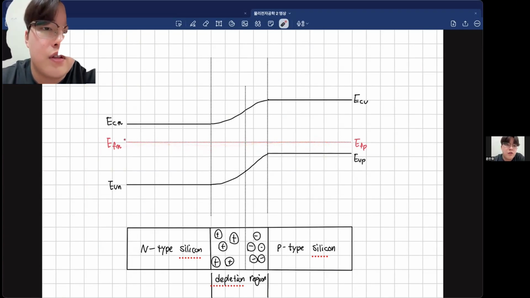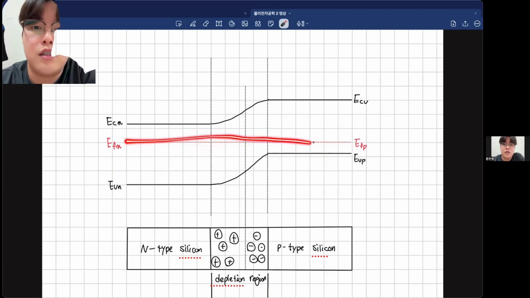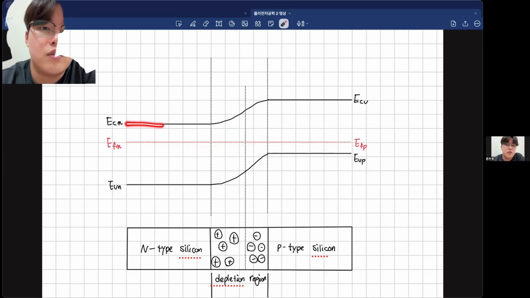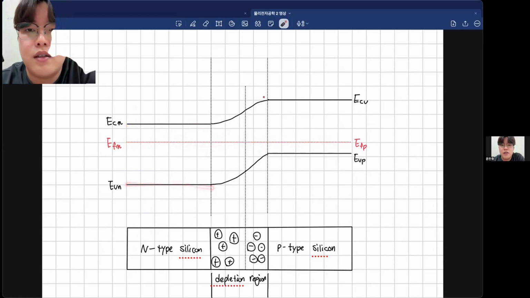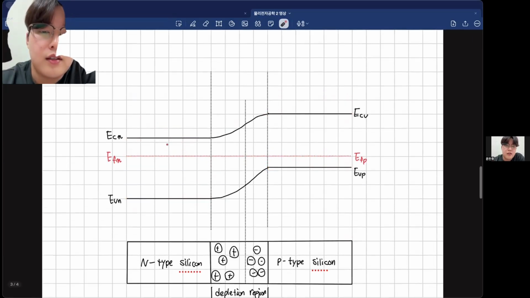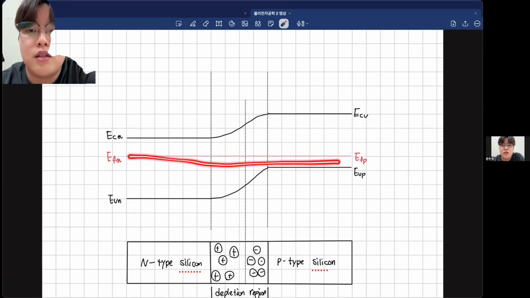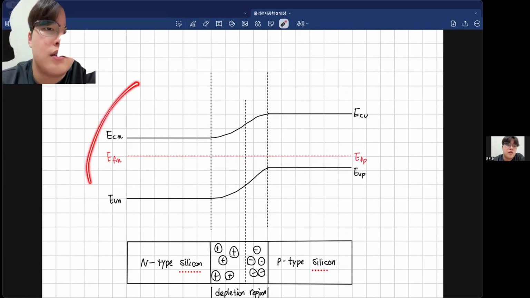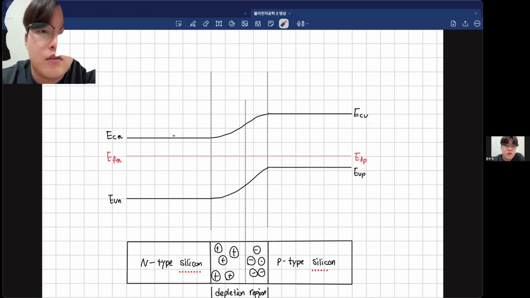And after drawing the Fermi level constant, we have to draw the N-type conduction band and N-type valence band, and the P-type conduction band and P-type valence band. And one more thing: if the Fermi level is constant, it means this diode is in a no bias situation, a zero bias situation.